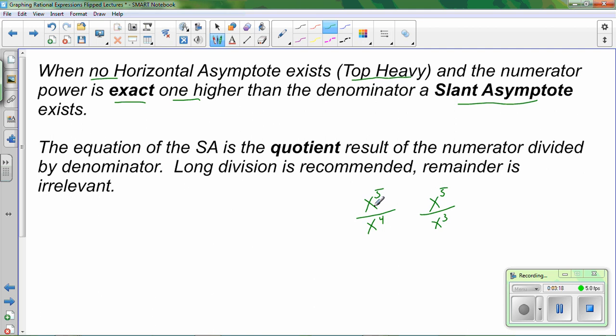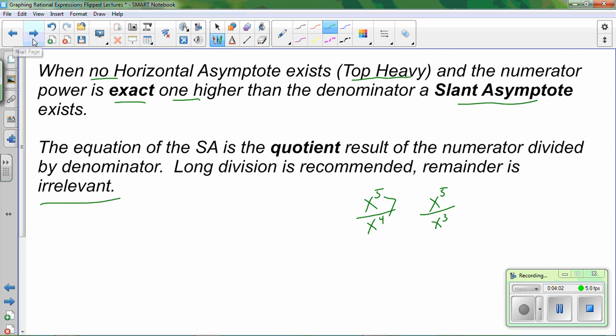So it's only in very special circumstances that we have a slant asymptote. First of all, there is no horizontal asymptote because you're top heavy, and the exponent difference has to be exactly 1, only 1 higher on the top. That's what is required to have a slant asymptote to begin with. So it's pretty rare, because of the very special criteria. When you know a slant asymptote exists, how do you find the equation? The equation is determined by doing long division of the numerator divided by the denominator. You don't worry about the remainder. It's not going to divide evenly, but the remainder is irrelevant. The quotient is the equation of the slant.